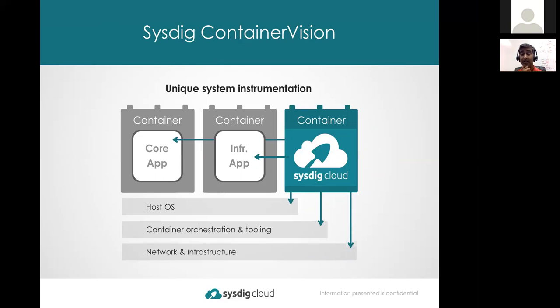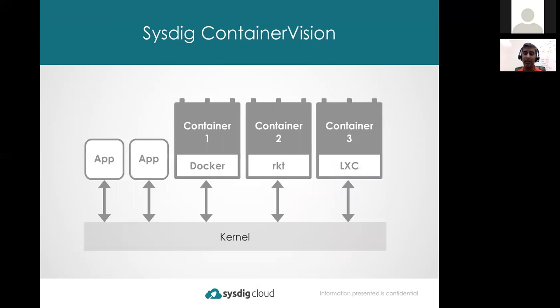And we came up with this idea called ContainerVision. ContainerVision is deployed as an additional container on each of your machines, but here's the beauty of it. It can see inside your other containers from the outside. In addition to doing that, it understands what's going on beneath your containers in terms of the host, your container orchestration, and your network and infrastructure. How, you may ask? Let's dig in a little bit deeper.